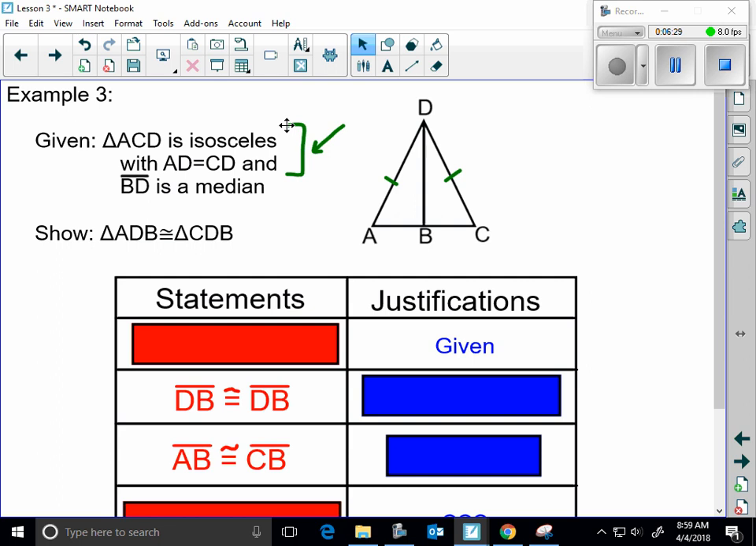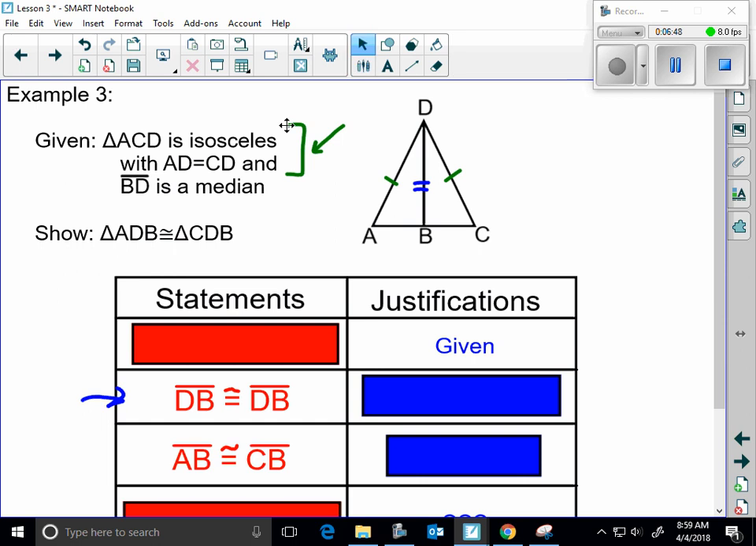Anybody see a reflexive property out there potentially? How about BD is congruent to itself? Oh, look at statement number 2. Yeah, that's a good indication, right? Okay, so I've got both of those.